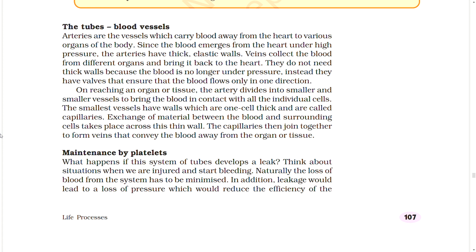On reaching an organ or tissues, the artery divides into smaller and smaller vessels to bring the blood in contact with all the individual cells. The smallest vessels have walls which are one cell thick and are called capillaries. Exchange of materials between the blood and surrounding cells takes place across this thin wall. The capillaries then join together to form veins that convey the blood away from the organ or tissue.